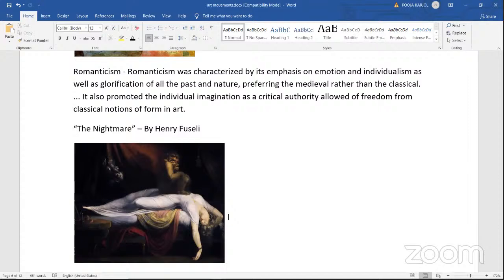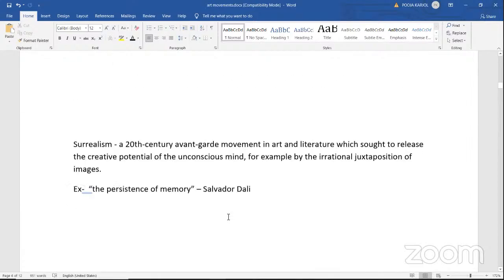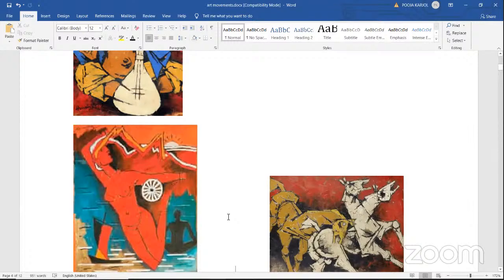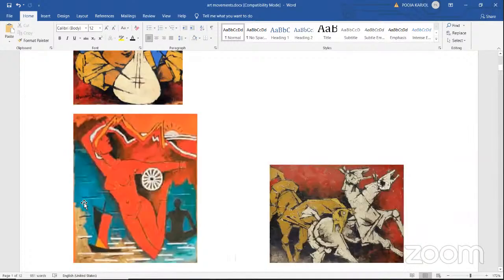Okay. Horse paintings are famous. His paintings show a lot of Indianism in his work. I think I have some of his paintings here too. All these are his paintings. The map of India.